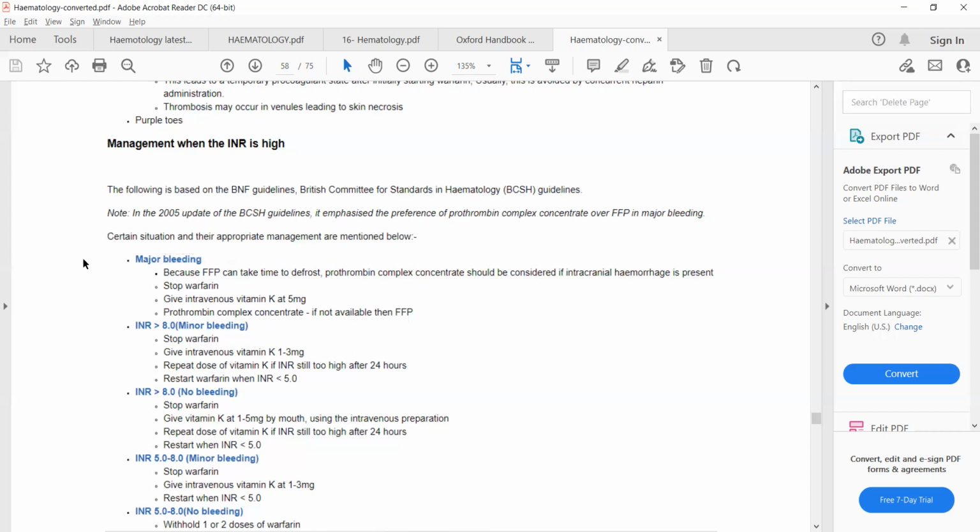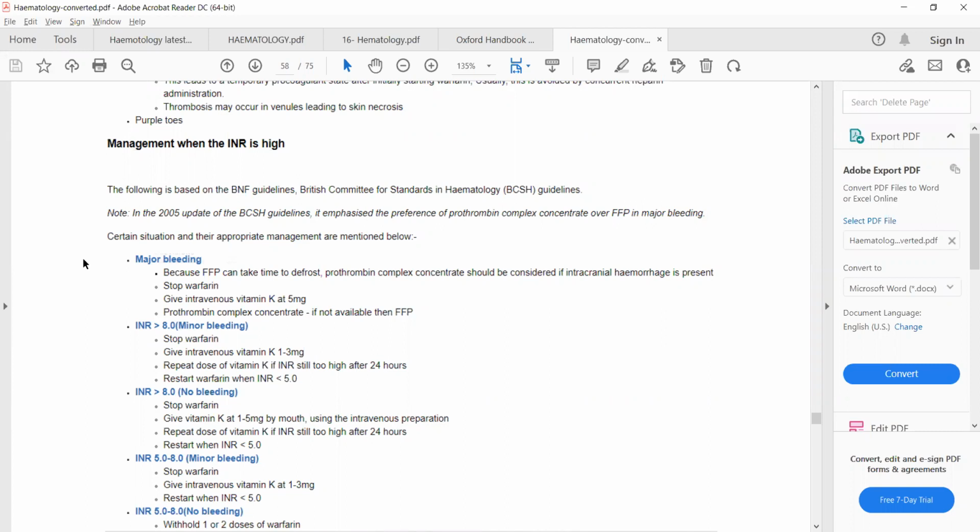Because fresh frozen plasma can take time to defrost, that's why fresh frozen plasma is not preferred in case of major bleeding. So our first choice will be PCC, that is prothrombin complex concentrate, and if it's not available, then we can go for FFP.